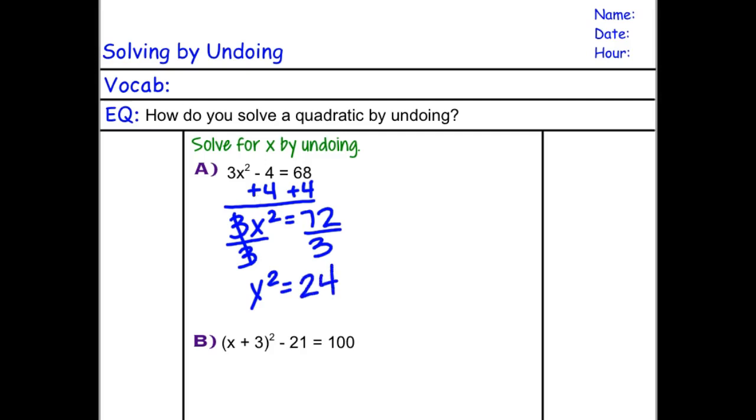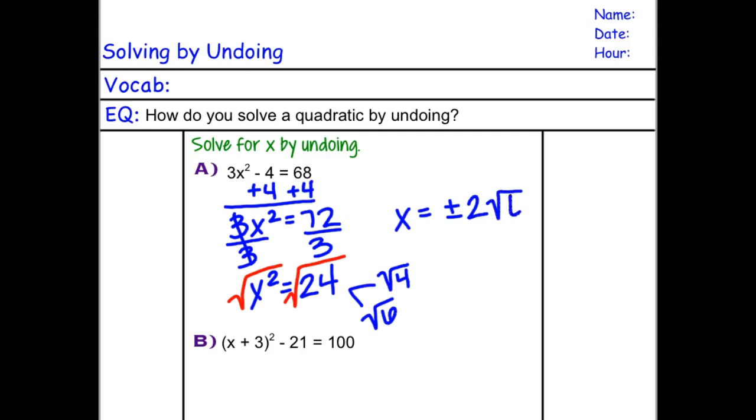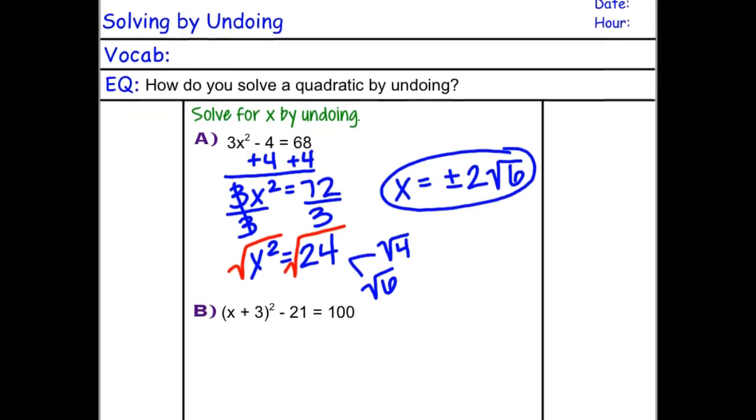To undo squaring, we need to square root. And so then we get x equals, remember, plus or minus, because you always get 2 answers. 24 breaks into the square root of 4 times the square root of 6. Square root of 4 is 2, square root of 6 is ugly, so plus or minus 2 times the square root of 6. You're probably going, oh God, are they all going to be that messy? Some of them will come out nice, but not all of them.